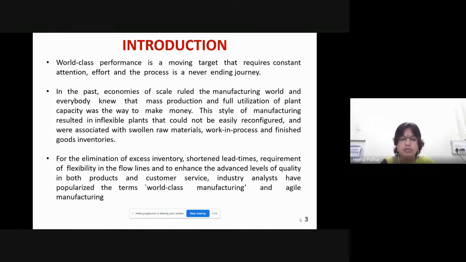When we talk about introducing flexibility into the plants, it leads to shortening the lead times and also the requirement of flexible flow lines. The flow lines play a major role here. How exactly is the material flowing? What is the process layout that has been used by that particular industry, which is actually going to affect this.